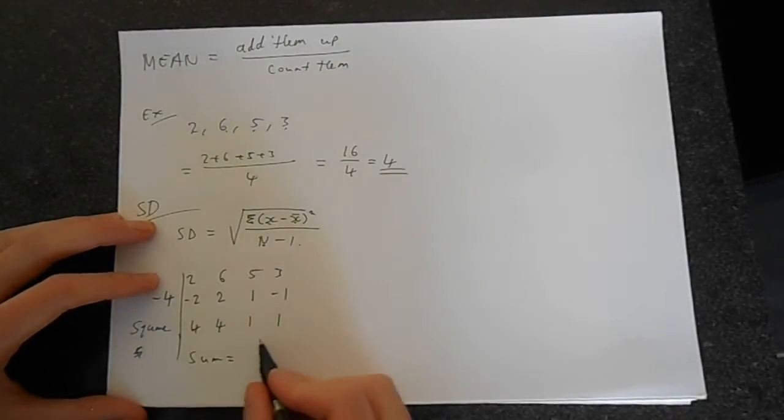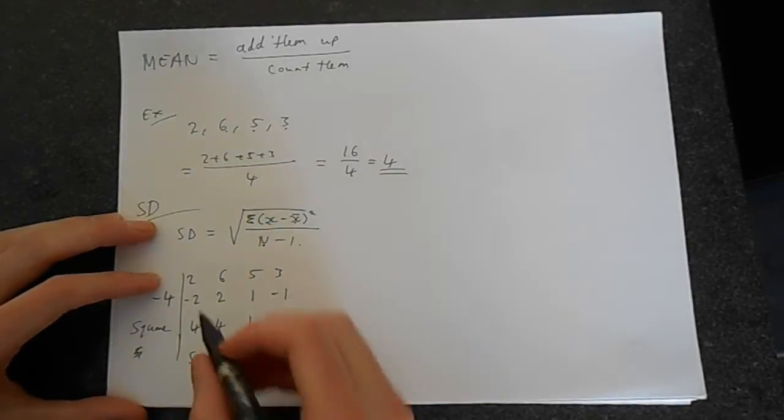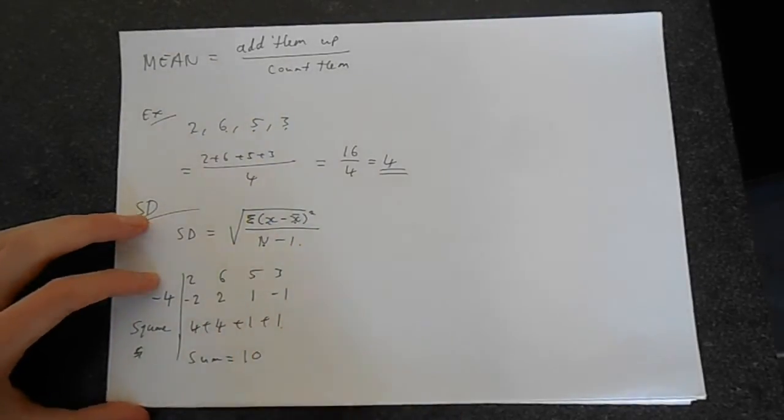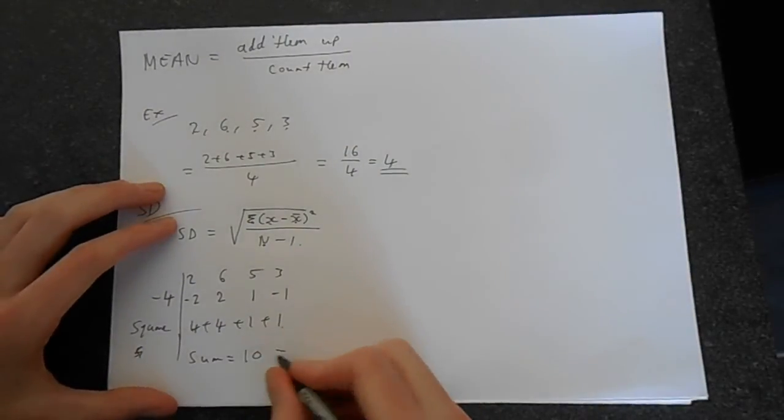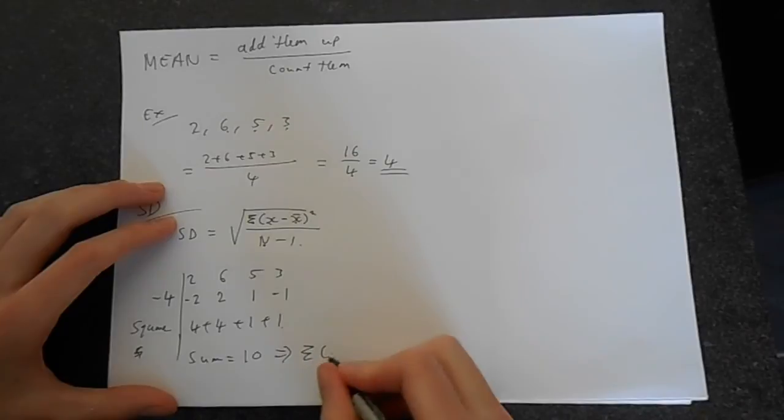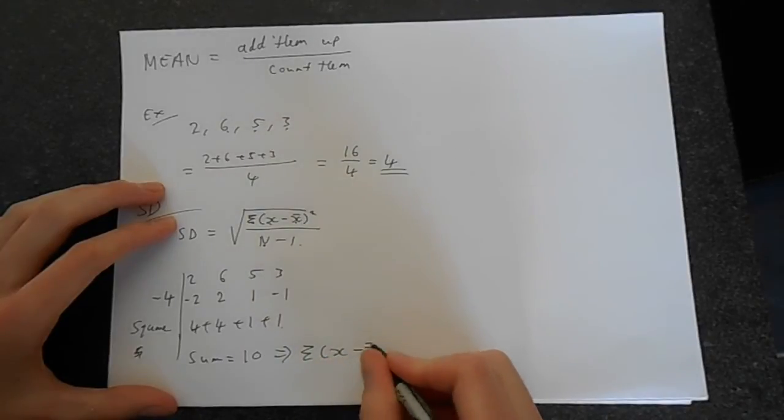So 4 plus 4 is 8, plus 1 is 9, plus 1 is 10. So there we go. Sum these up. Just add them all up, and you get 10. Nice and simple.